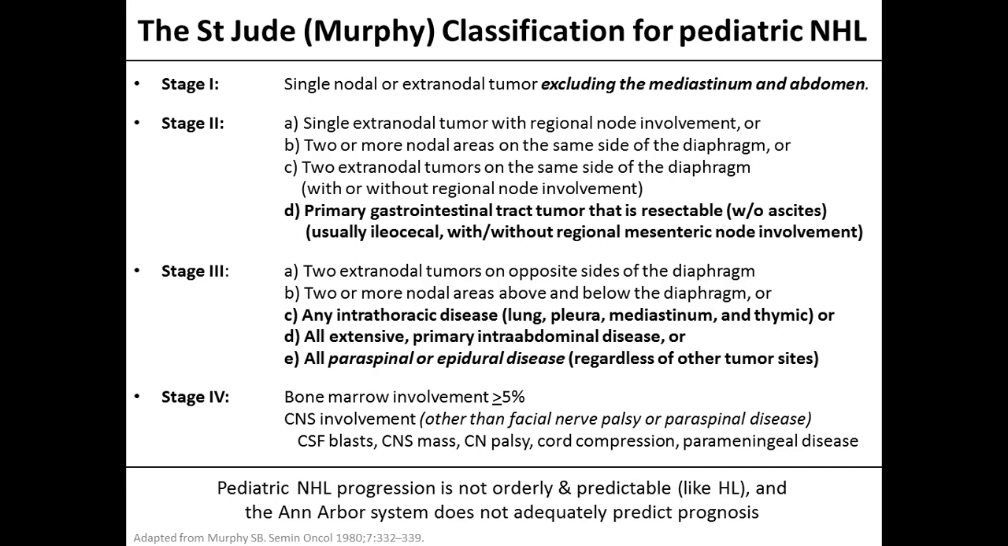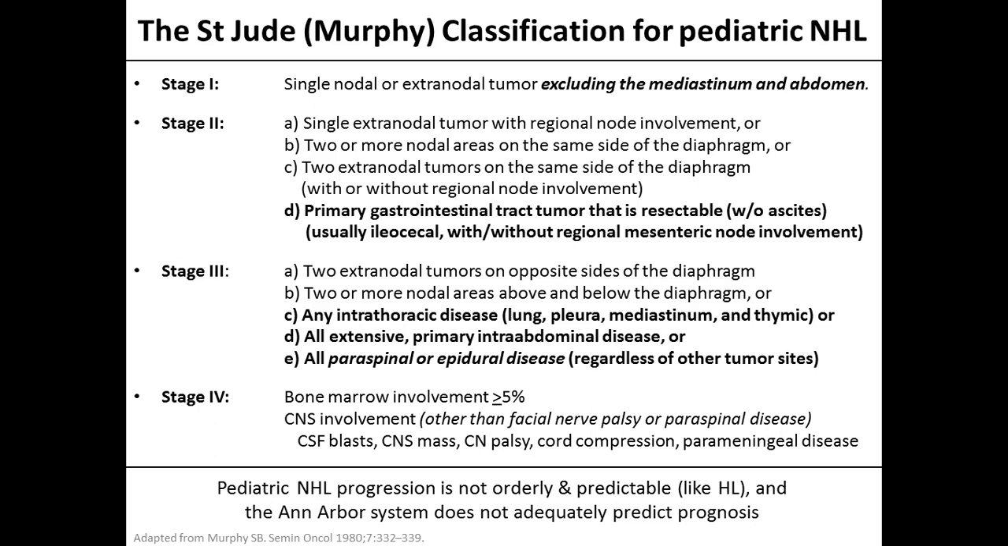So stage 1 completely excludes the mediastinum or the abdomen. So stage 1 Hodgkin could be a giant mediastinal mass, but that would automatically upgrade you to stage 3 for a non-Hodgkin lymphoma. And people are still getting this wrong occasionally. I just got a referral where they said it's a stage 2, and I'm like, was there a mediastinal mass? And they said, yes, okay. They were using the different staging system.